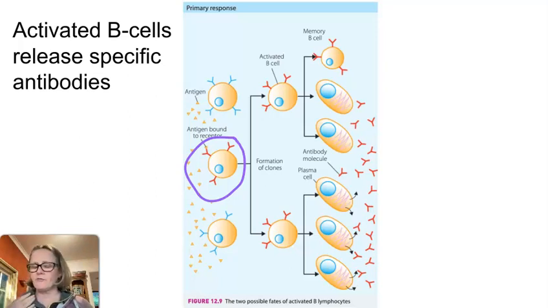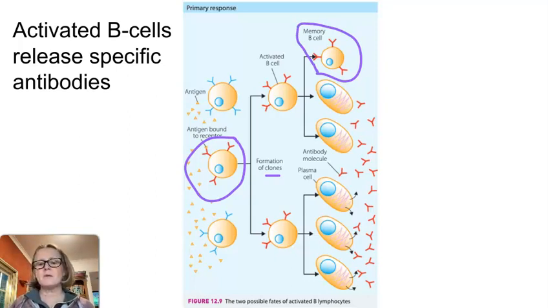Divide and form clones and clones and clones. So you get clones dividing by mitosis, and you get lots of activated B cells. I've just shown two here. They now have a choice. A few of them become memory cells, so they will remember that shape of pathogen for the future, ready to go.